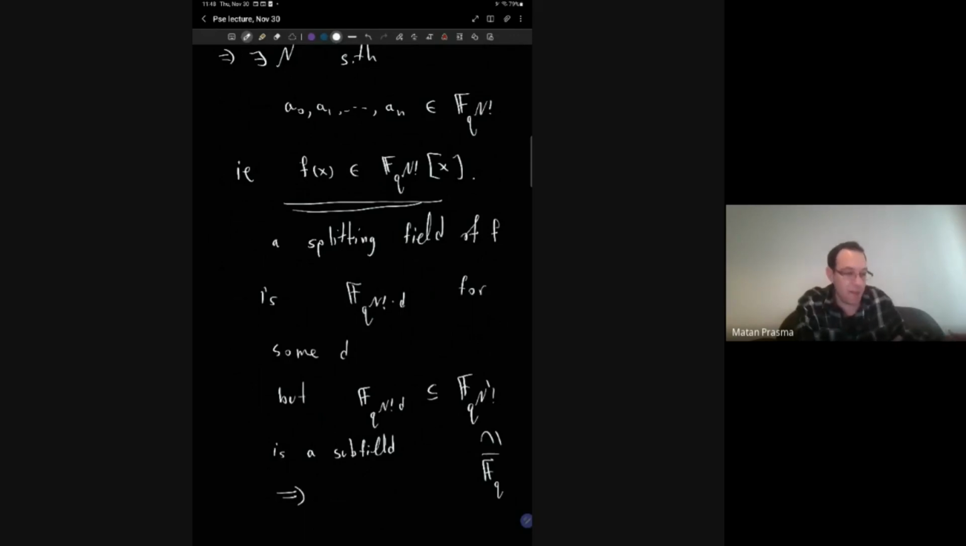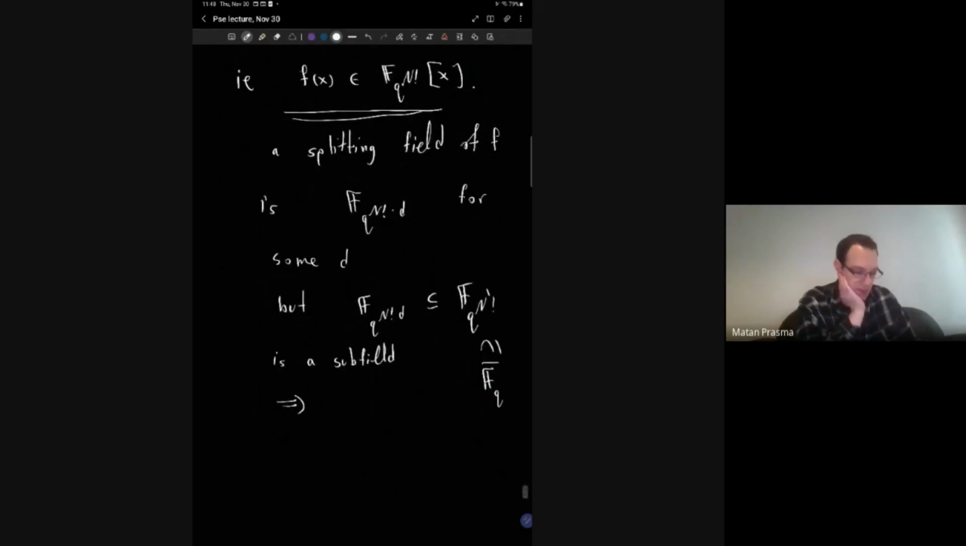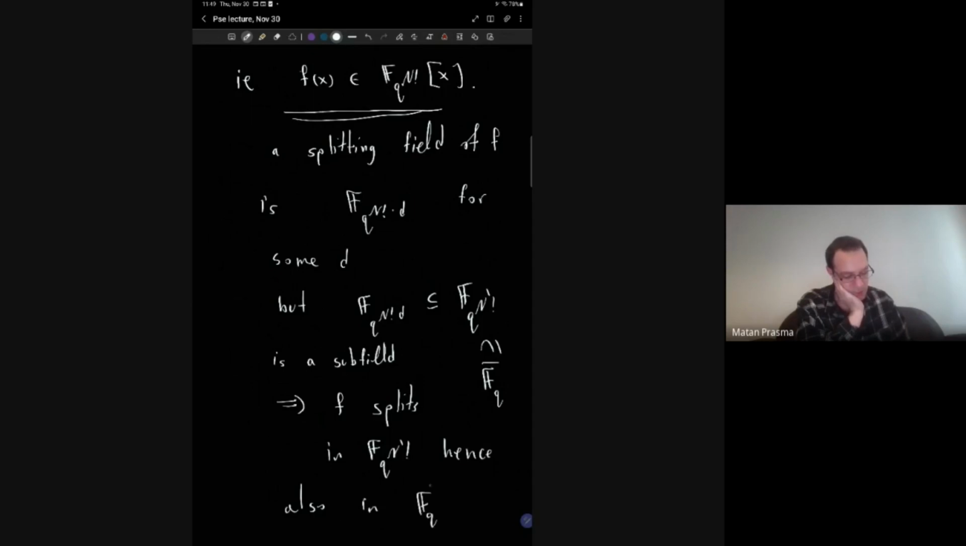This means, of course, if a polynomial already splits in a subfield, then it splits in the extended field, right? So f splits in F_q^{n' factorial}, hence also in F_q bar.